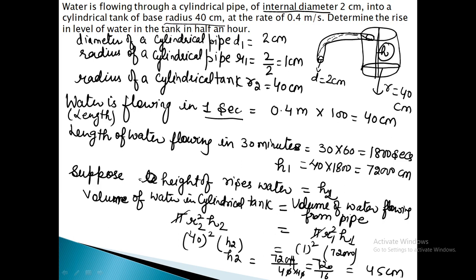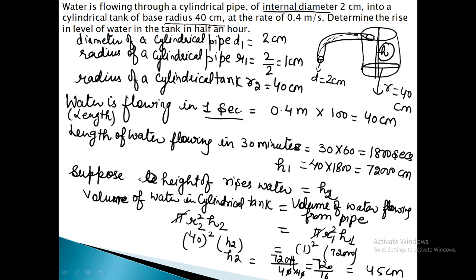That is 72,000. After that, we have to read the last line, that is, determine the rise in the level of water in the tank. That means we have to find out the height of the tank, or you can say the level of water which is in the tank, which will rise in the tank. We will use here: volume of water in cylindrical tank is equal to volume of water flowing from pipe.